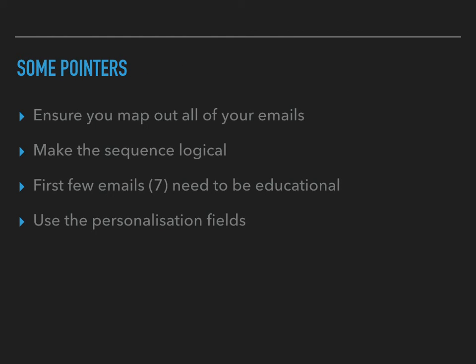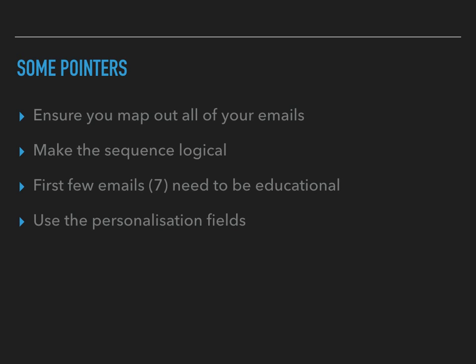Now, some pointers. Ensure you map out all your emails. I've had this problem before that I've created a mailing list, I create 7 emails, and then I forget to create any more emails. All the people in the list go through my 7 emails, and then I want to add more to the sequence, and sometimes they don't get into the new sequence. So once they've reached 7, the autoresponder software says, okay, stop those people from receiving more emails because there's no emails in the sequence.